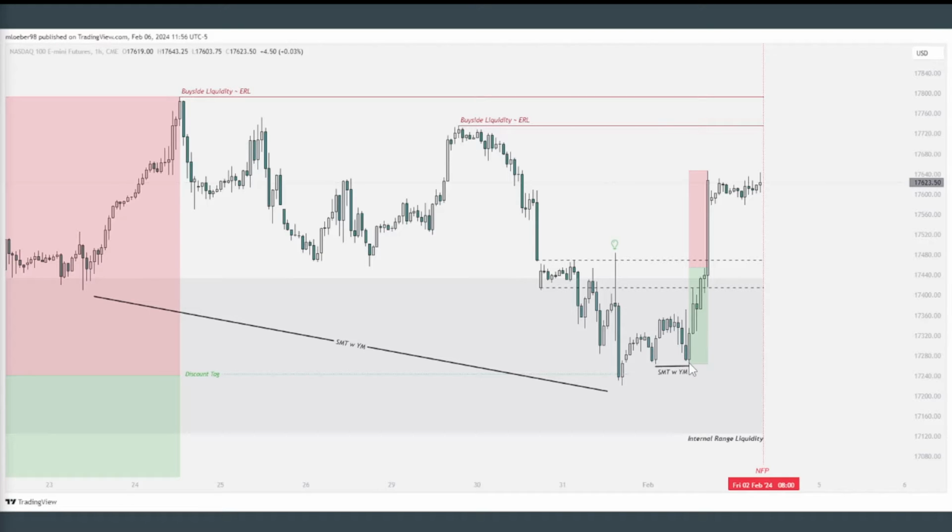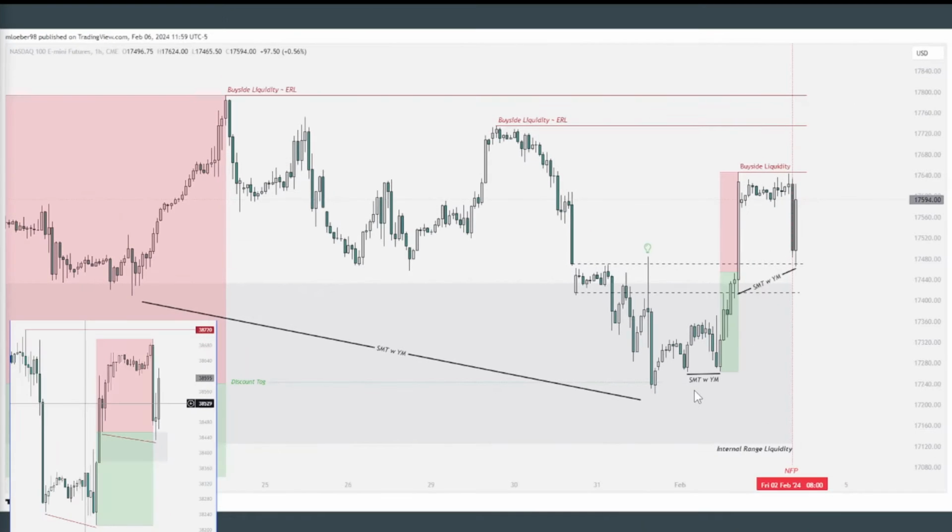I measured this range from this low to this high, as well as our daily volume imbalance. What I'm assuming and anticipating is for price to have a Judas swing on the NFP data release, to drop into discount, and then continue higher to our buy side external range liquidity pools.